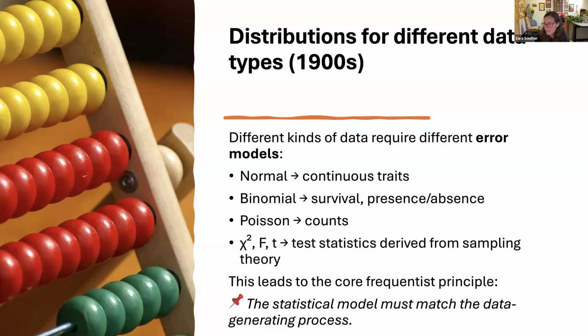Perfect. So next, also in the 1900s, as the field developed, statisticians started to realize that different types of data needed different models. You can't treat count data in the same way that you would treat continuous measurements. So we've already had our normal distribution for continuous traits like body mass or temperature, but we also start to develop the binomial distribution for binary outcomes like survival or presence absence, the Poisson distribution for count data, and then other derived distributions that are out there, which we'll also go into.